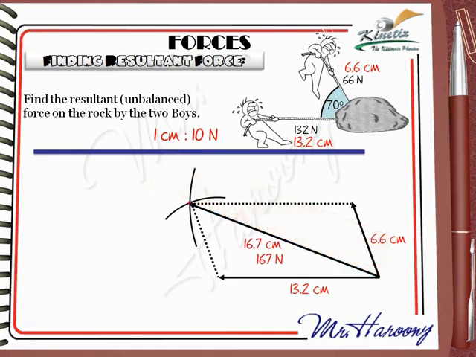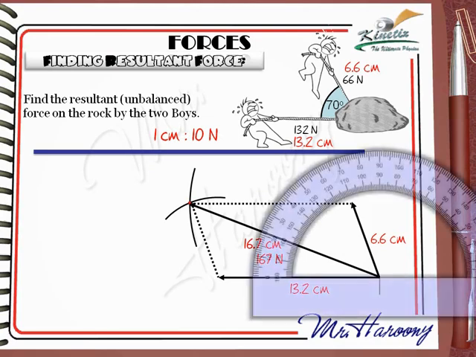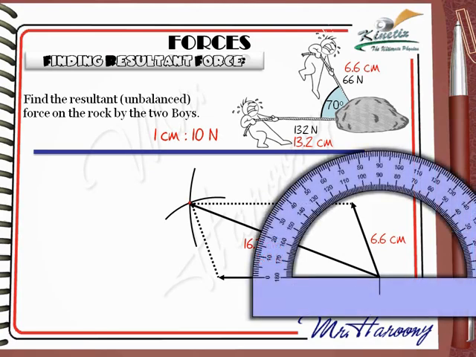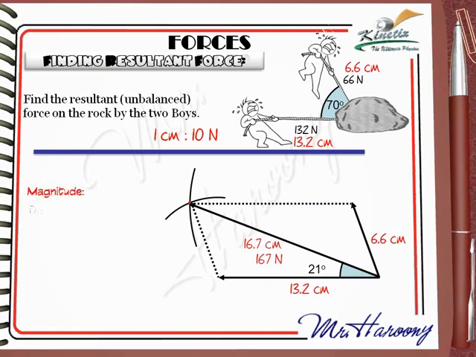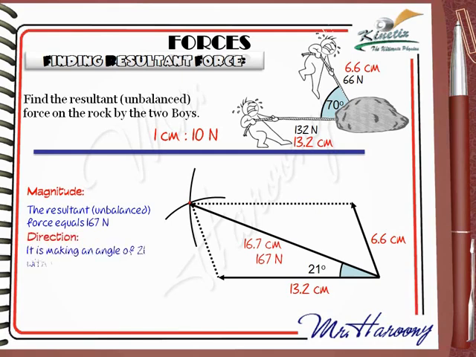Do not forget to find the direction of the resultant force by measuring its angle with your reference force, the horizontal force. The protractor shows the angle is 21 degrees, so we can say that magnitude, the resultant unbalanced force equals 167 newtons. Direction, it is making an angle of 21 degrees with the horizontal force to the northwest.